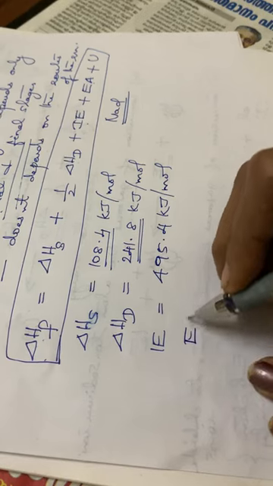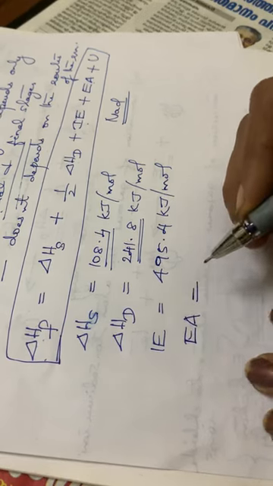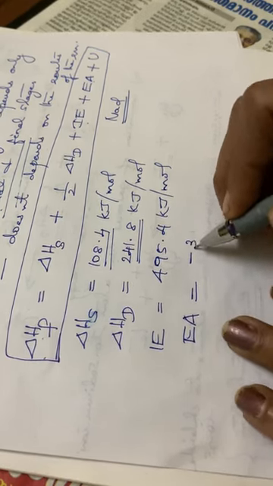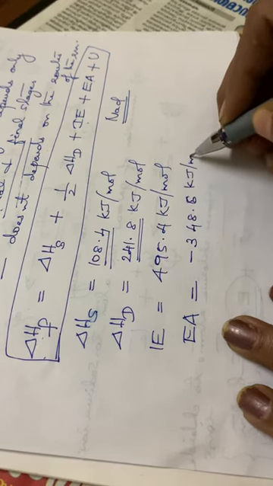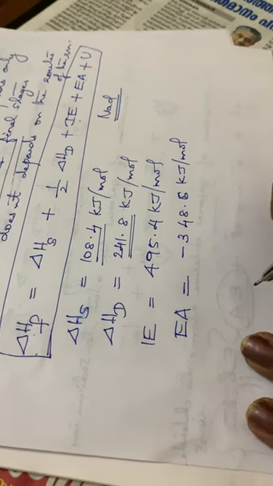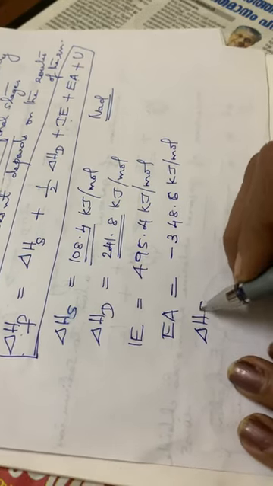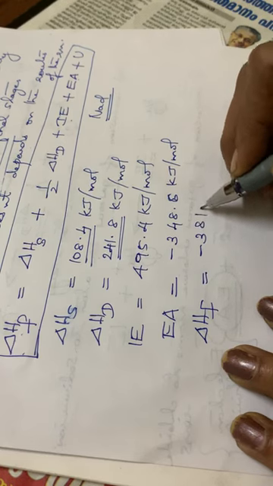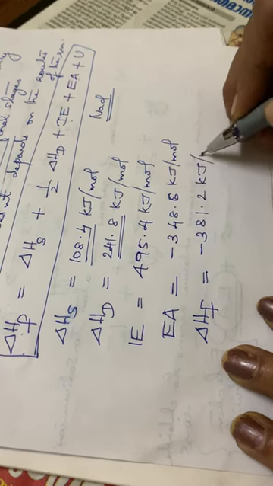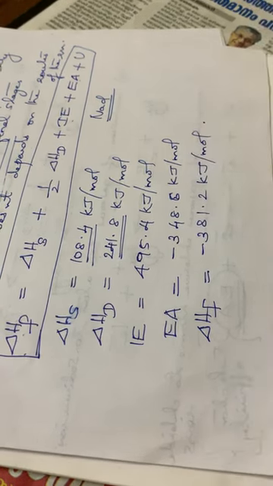Then comes the electron gain enthalpy, or the electron affinity, which is minus 348.6 kilojoule per mole. And the last one, the overall energy change, delta HF, is equal to minus 381.2 kilojoule per mole. So these are the values.